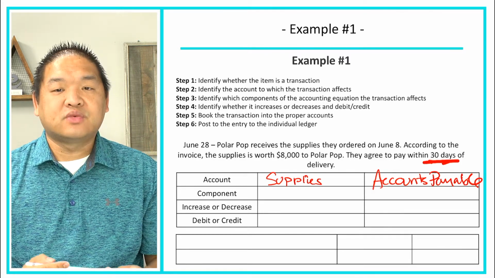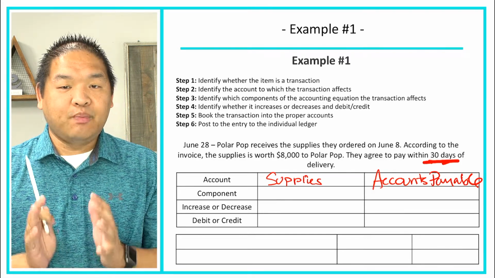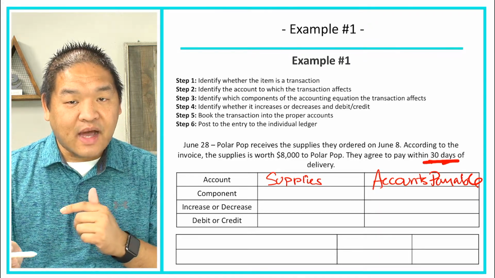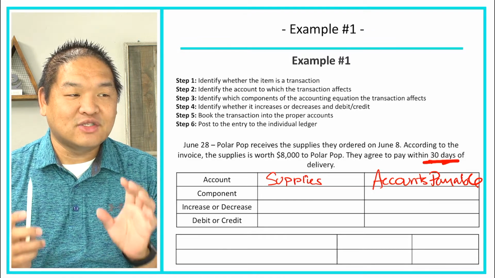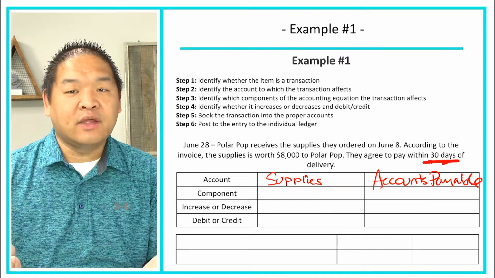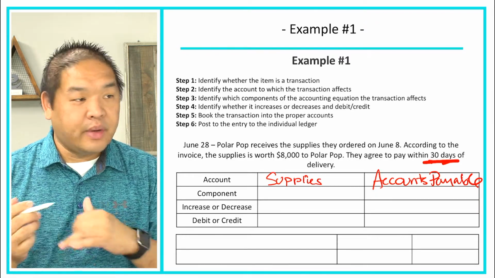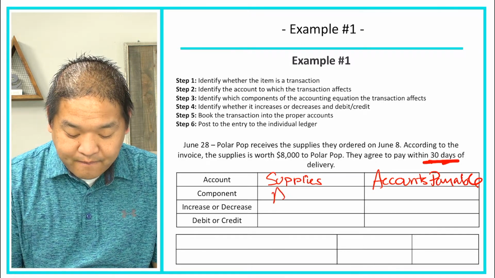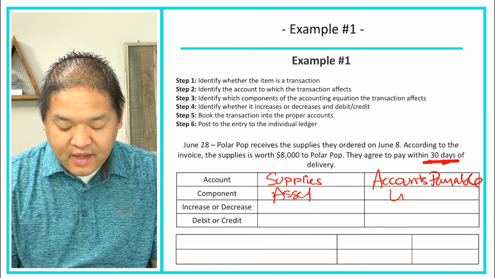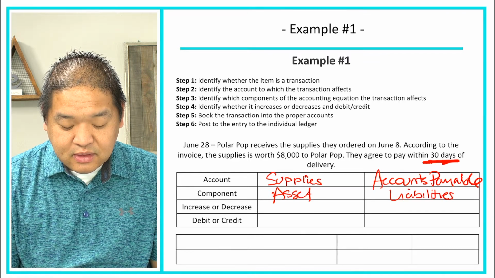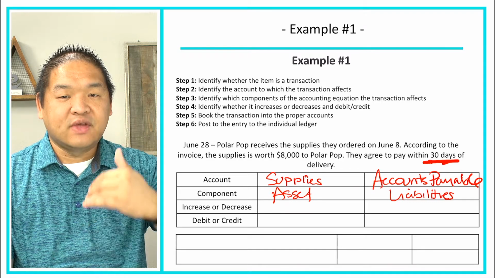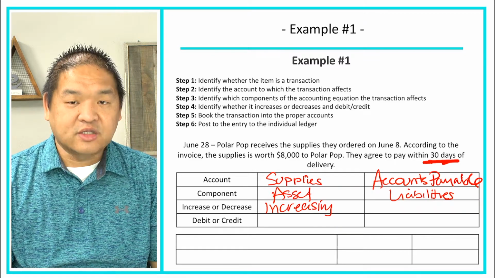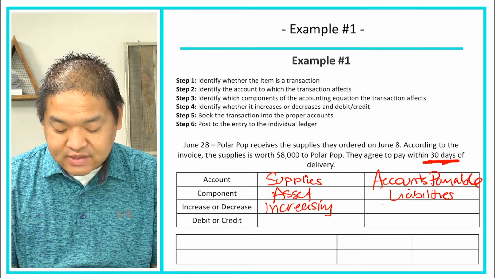Now, what components of supplies? Well, supplies provides us a future benefit for the organization. It's not an expense. It's an expense when we use the supplies, but we haven't used the supplies yet. So they can be sold. We could resell them if we wanted to get our money back, or we can return them. So because we haven't used them, it is an asset. The accounts payable is a liability. We're receiving supplies, so that's increasing our supply balance. For accounts payable, we now owe more, so that's increasing.